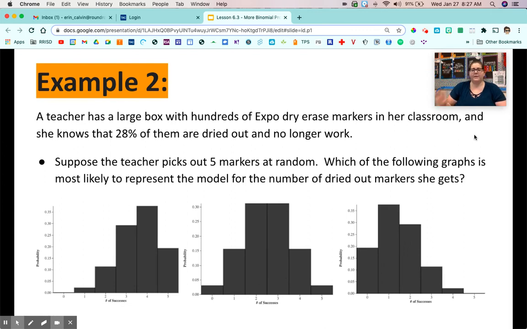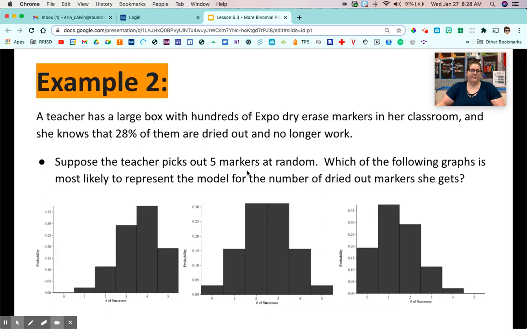So let's do a couple of examples where we put those rules into practice. Let's say that a teacher has a large box with hundreds of Expo dry erase markers in her classroom. Very realistic teacher scenario. And she knows that 28% of them are dried out and no longer work. I don't know how she knows that, but she's magical and knows that. So suppose the teacher picks out 5 markers at random. So her trial size is 5. Which of the following graphs is most likely to represent the model for the number of dried out markers she gets?